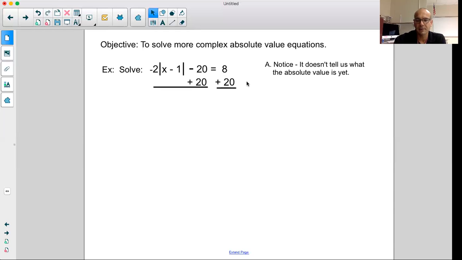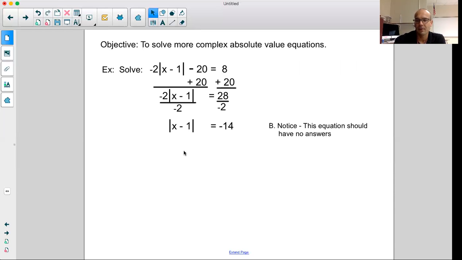And these will cancel, and the right side turns into a 28. And then next, I'm going to make this factor disappear. This times negative 2 disappear, and I'll do it by dividing. And then here we are again at this spot where the absolute value equaling a negative just doesn't seem to make sense to me. There are no answers to that equation. So that's another one where there's no solutions.